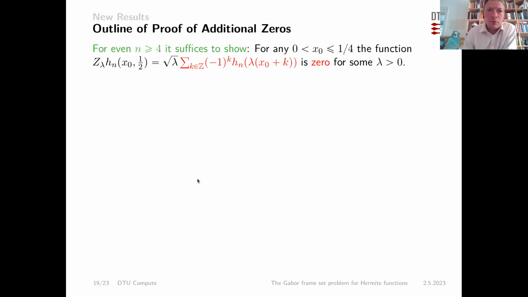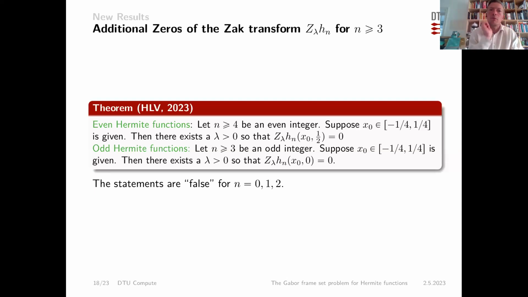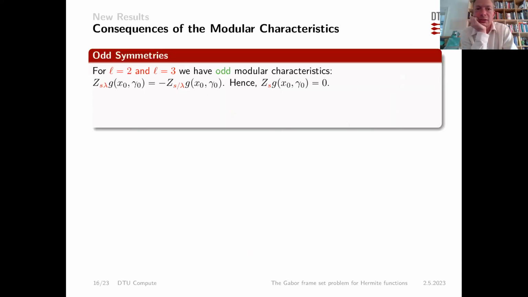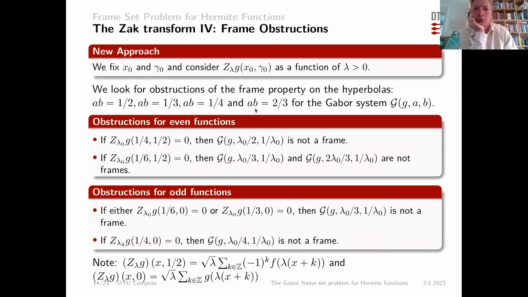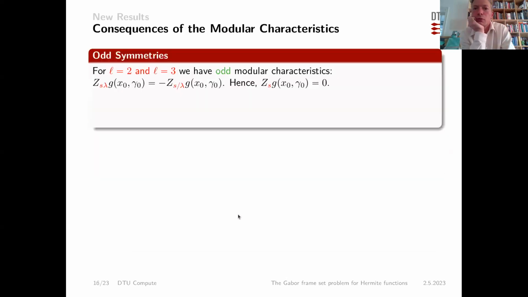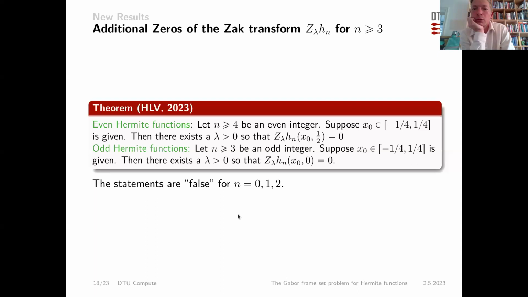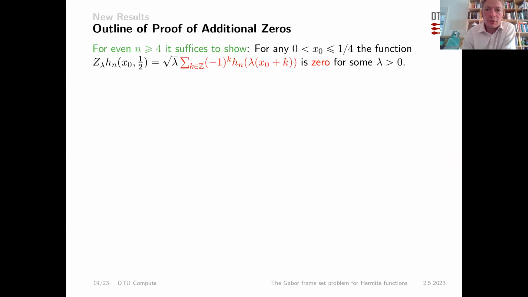So how does the proof go? This is what is left to disprove the conjecture, right? Because I simply apply one of these two obstructions, and for that I just need a zero. But I need to prove zeros, and I want a proof that works for all orders. So for any even order n larger than 4, or any odd n larger than 3. So I need a proof that works for all orders, and that took us some time.